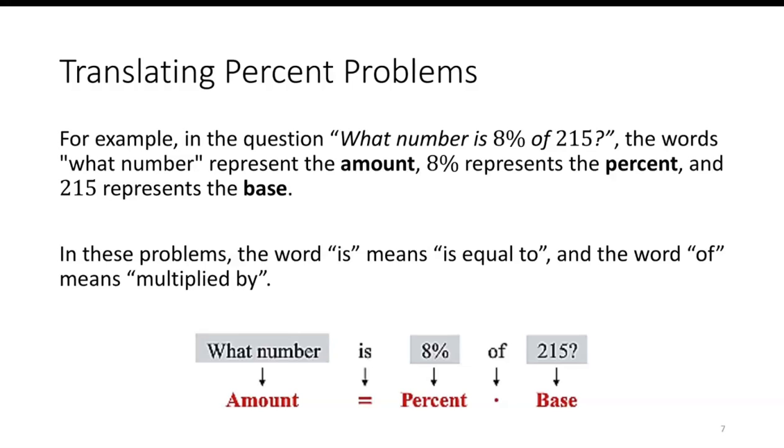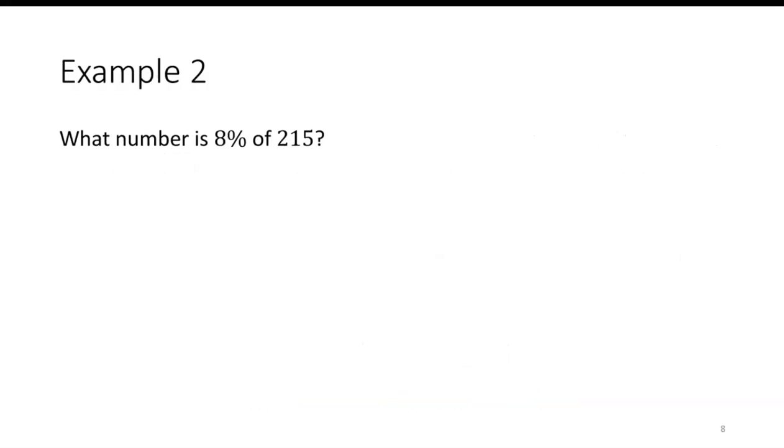So for example, in the question, what number is 8% of 215? The words what number represent the amount, 8% represents the percent, and the 215 represents the base, since it follows the 8% of. In these problems, the word is can be translated as the equal sign, is equal to, and the word of can be translated as multiplication. So we can literally translate what number is 8% of 215 as x equals 8% times 215.